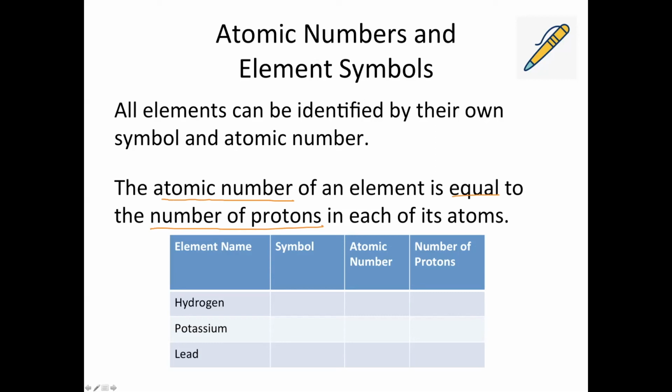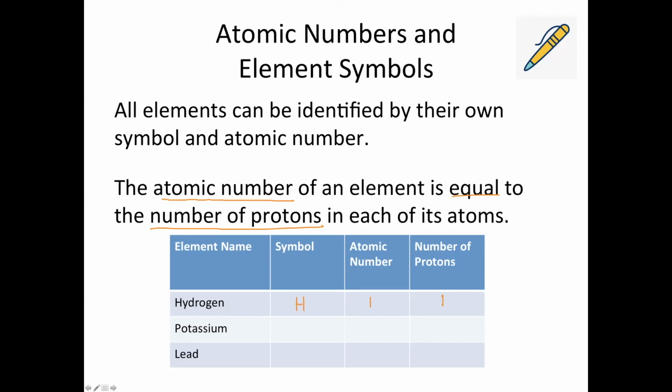If we look at filling out this little table down here, the symbol for hydrogen is H, and you can always look it up in the periodic table or in your data booklet. You don't have to remember them off by heart. And the atomic number assigned to hydrogen is 1. This means that it will also have 1 proton.